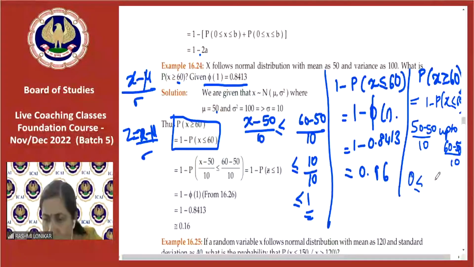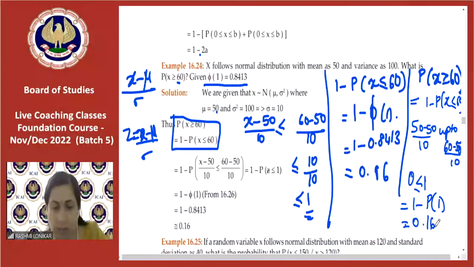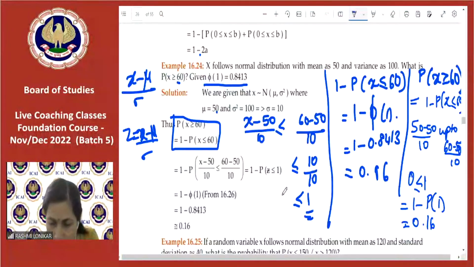And less than or equal to how much? 60 minus 50 is 10. So 10 upon 10, that is 1. So this is equal to 1 minus phi of 1. Phi of 1 is already given to you as 0.8413. So 1 minus 0.8413, you will get it as 0.16. This is how you will do this sum.